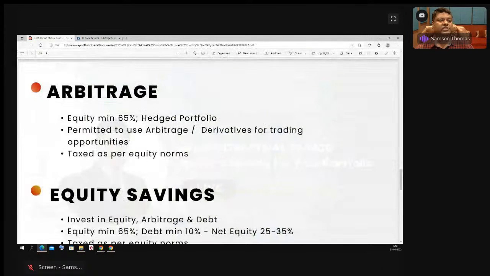And of course, because this is equity 65%, the greatest advantage over here is that it is taxed as per the equity norms. Now, if you put, let's say, money you want to put for 1 year, and you put in short-term bonds, you will be taxed as per debt, right? So in case you withdraw in 1 year, then you have short-term capital gain applicable to you. But in case of arbitrage, if you take for 1 year, then it will be taxed as per the equity norms.